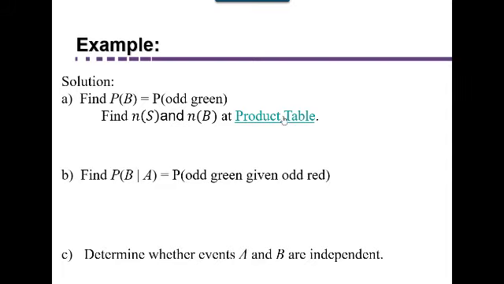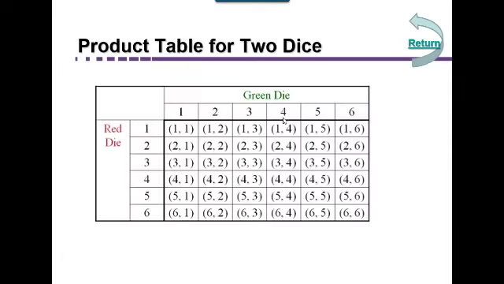All right, so we need to find the number of favorable outcomes, N of B, and the total number in the sample space. And what I'd like to do is remember, whenever we have a problem involving 2 dice, I recommend using the product table. So we're going to look at the product table and look for the probability of getting an odd green by counting the number of ways to get an odd green and then dividing by the total in the sample space.